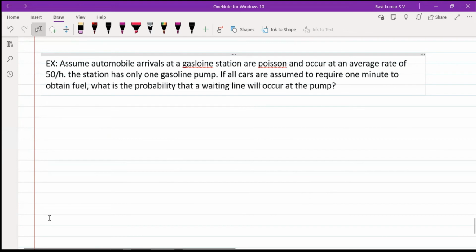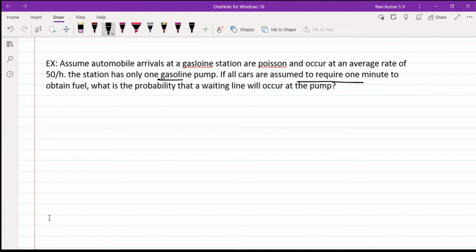Arrivals at a gasoline station are Poisson and occur at an average rate of 50 per hour. The station has only one gasoline pump, and if all cars are assumed to require 1 minute to obtain fuel, what is the probability that a waiting line will occur at the pump? So this is the simple problem.